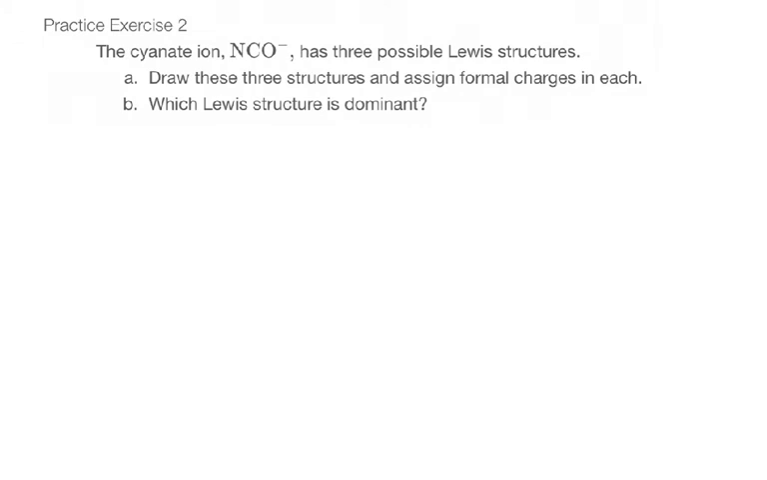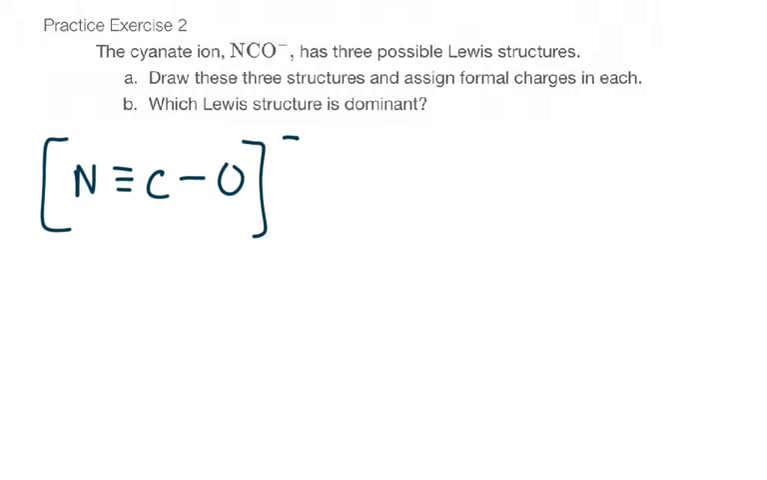Here we've got the cyanate ion. And first we want to draw three possible Lewis dot structures. So let me go ahead and do that. Let's draw one here. We can put a triple bond like this. This is one possibility. I'm going to do the brackets because this has three resonance structures.